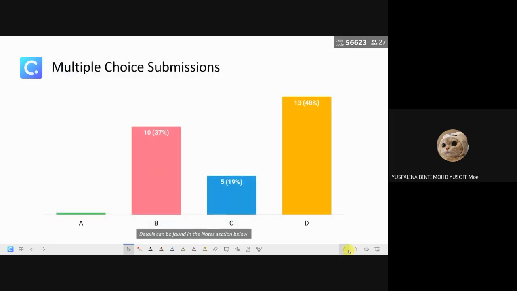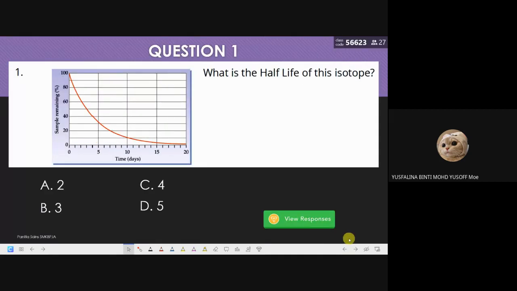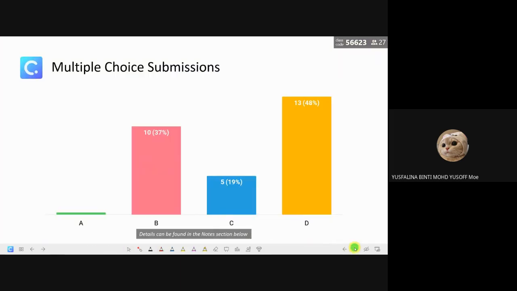All right, so let's discuss the answer. What's the half-life of this isotope? You can see here it's starting from 100. So 100, half of the 100 is 50, right? So 50 is around here. Then you draw a line across. So this is 1, this is 2, this is 3. The answer is B actually. So the answer is B.